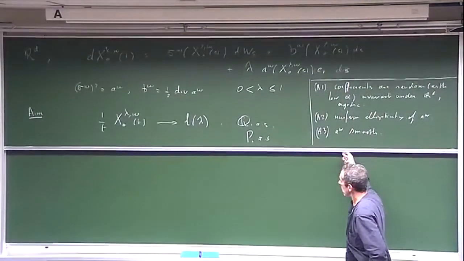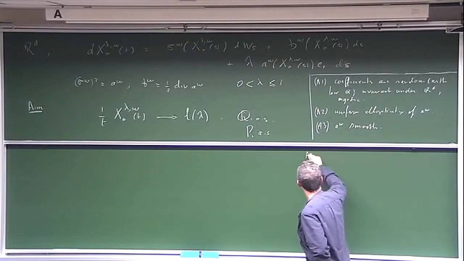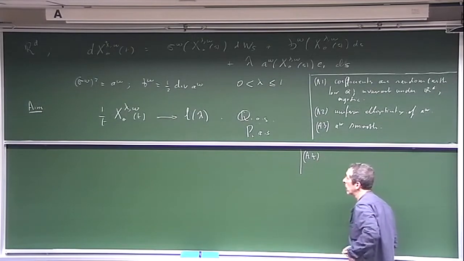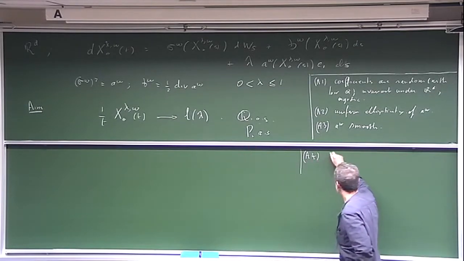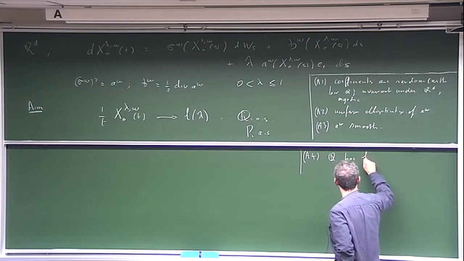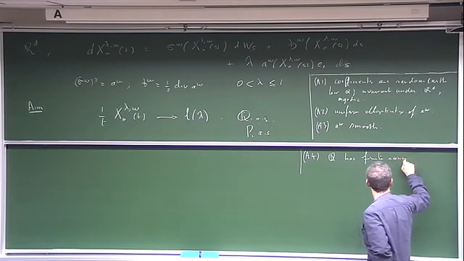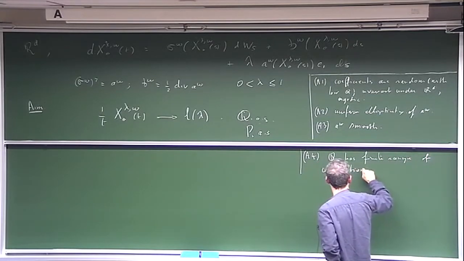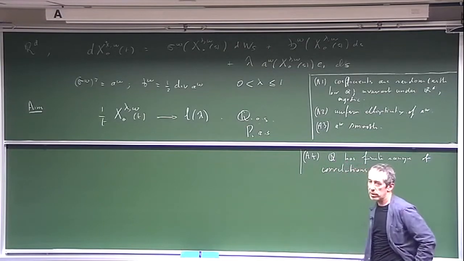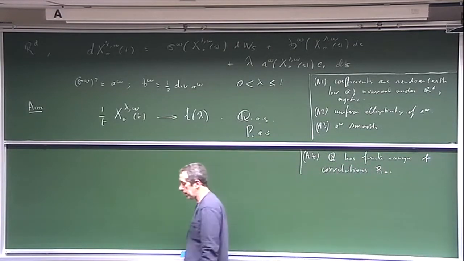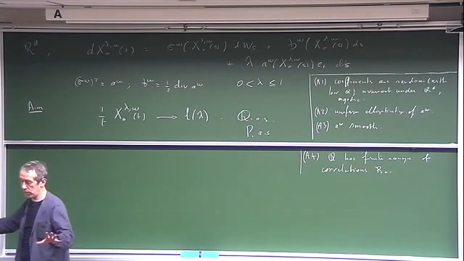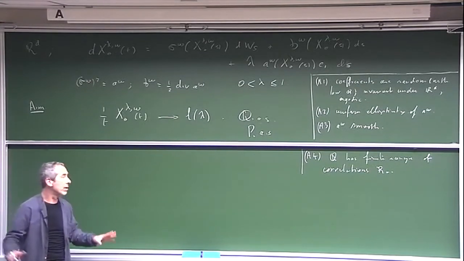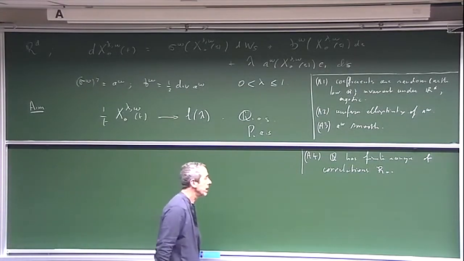So the fourth assumption, which we actually need in order to get this law of large numbers, is the fact that Q has finite range of correlation, which I think I called R_0. So if you look at the environment in two distant locations, you see independent fields. And how distant these locations should be is at least R_0.